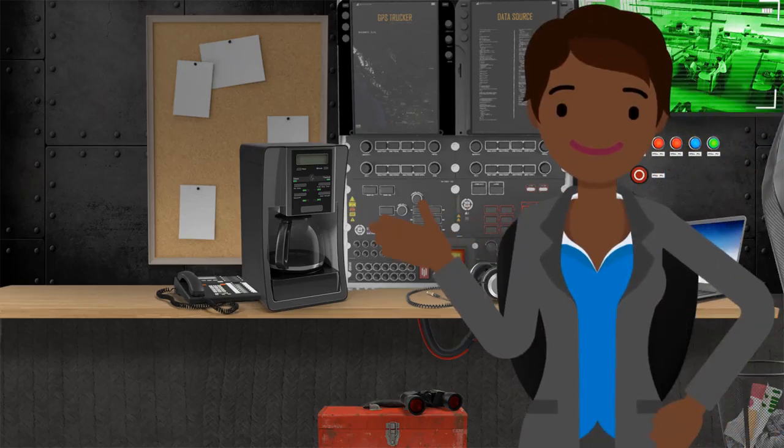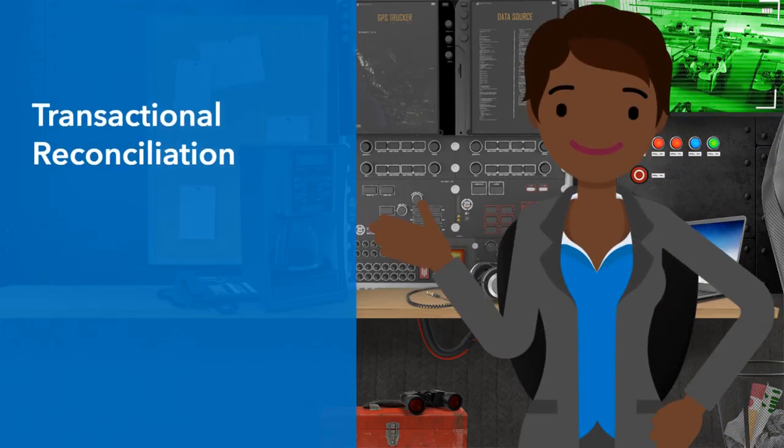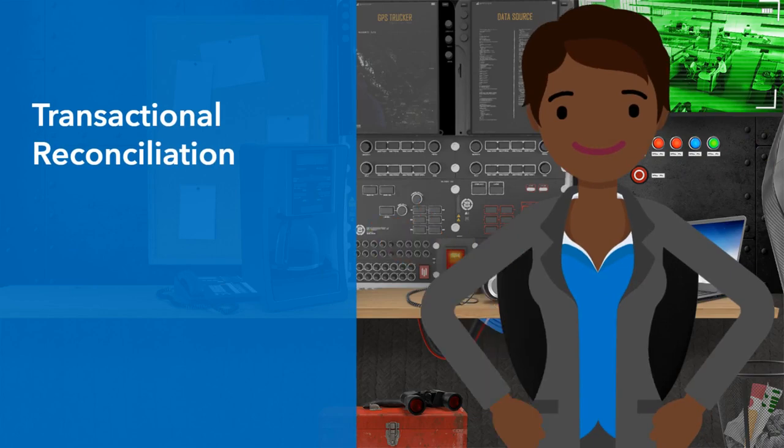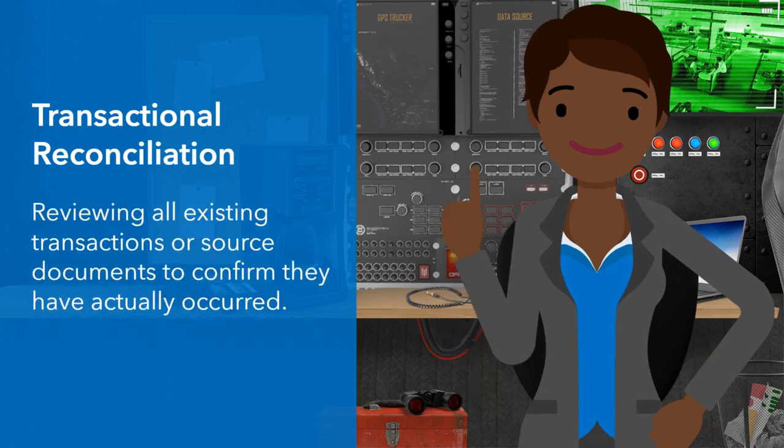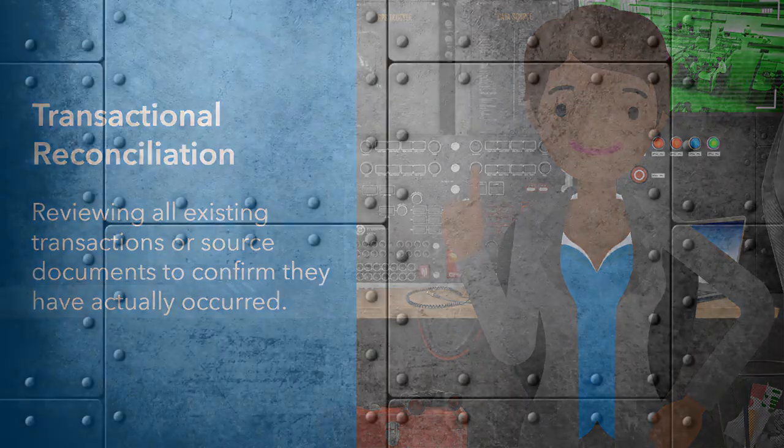The other reconciliation method is called the transactional reconciliation method. This will be the type of reconciliation method that you will most likely deal with as a new bookkeeper. This process consists of going through the books line by line, source document by source document, to make sure that every transaction syncs up and is accounted for.